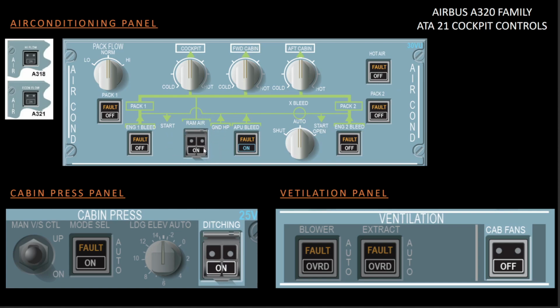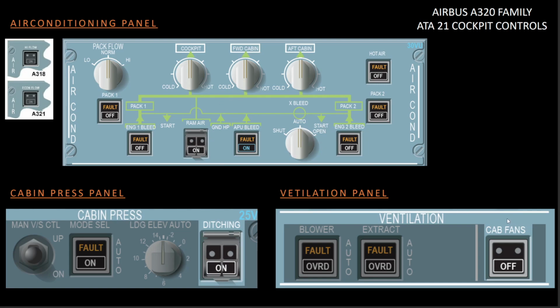There I told you, when you set this to on, and one thing I forgot to tell you, that it is guarded. So what you have to do is lift the guard, and then only you can press the switch. It is guarded to prevent inadvertent operation. So when you select it on, the ram air inlet will open, and when the aircraft descends below 10,000 feet and the differential pressure goes below 1 psi, if the mode selector is in auto position, you will have the ram air supply in the cabin.